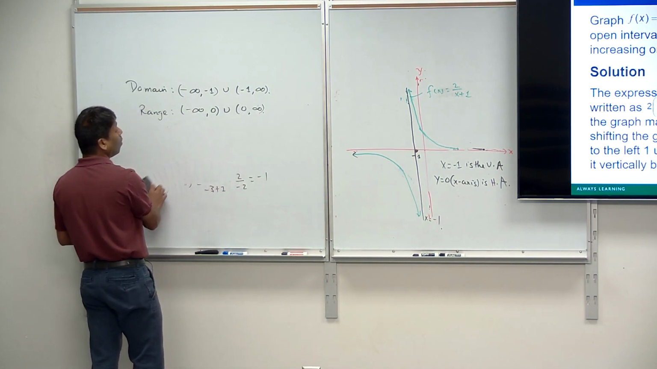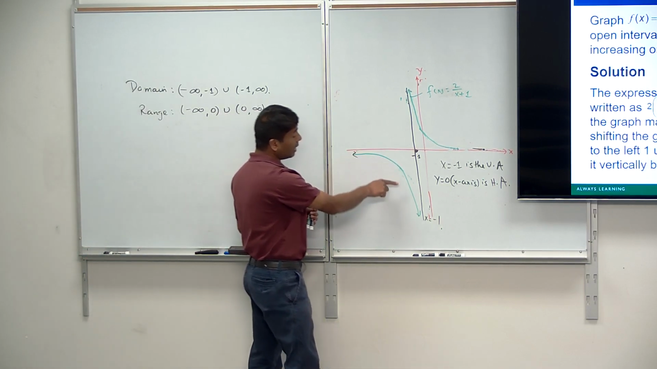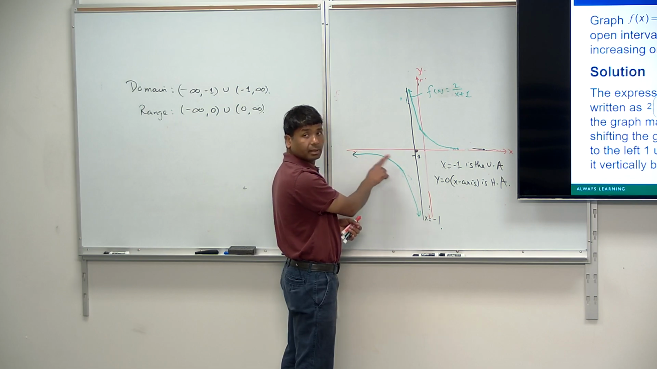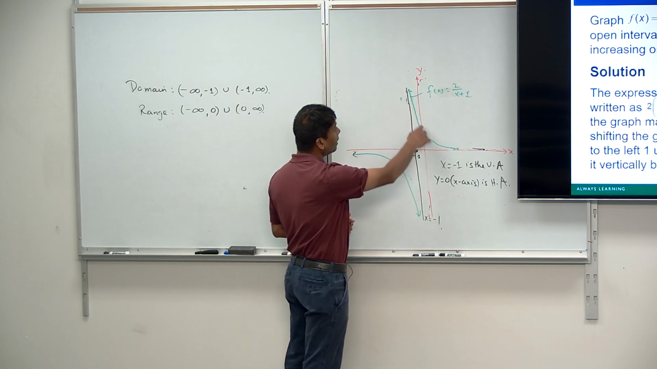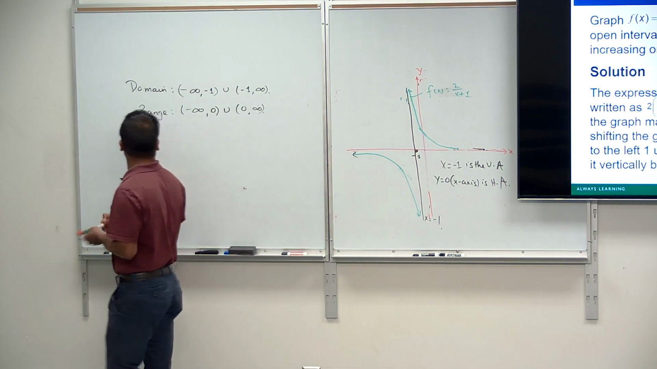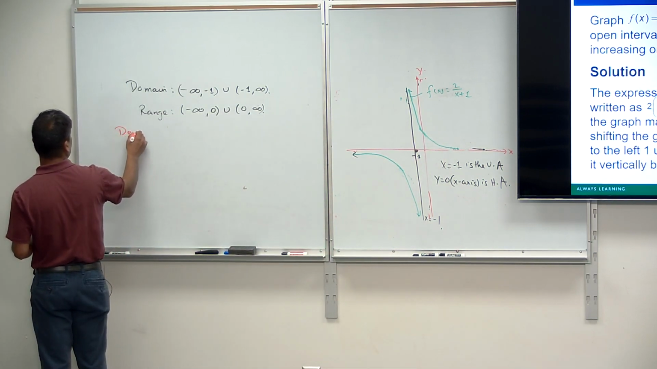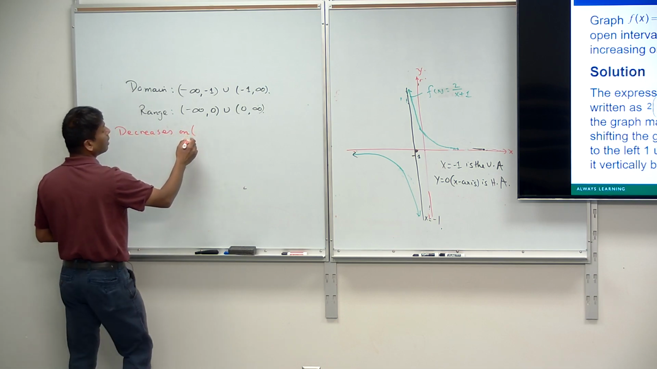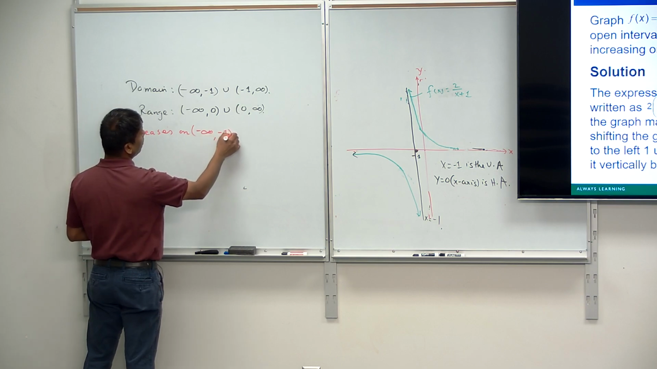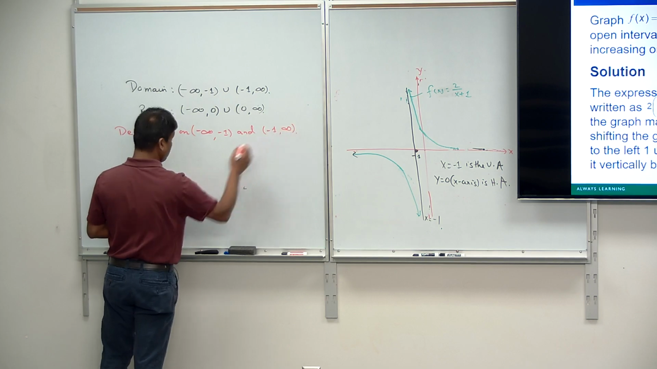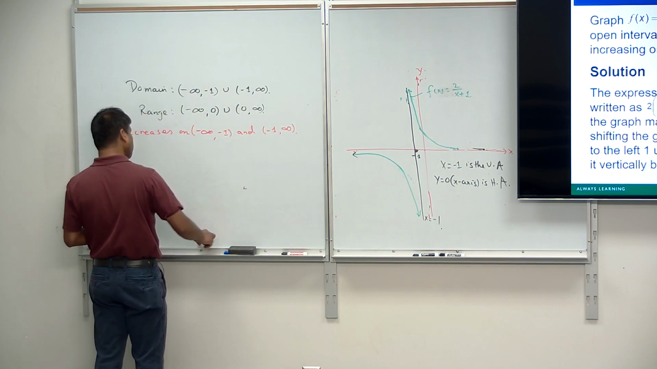And what happened here, guys? Does the function increase or decrease here? Decrease. And what happened here? Decrease. So the function decreases on the interval negative infinity comma negative 1 and negative 1 comma positive infinity. Okay?